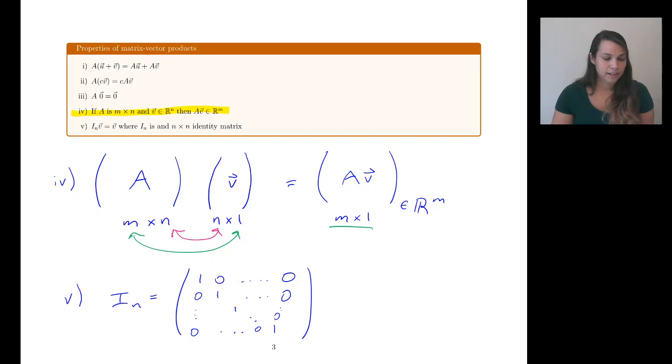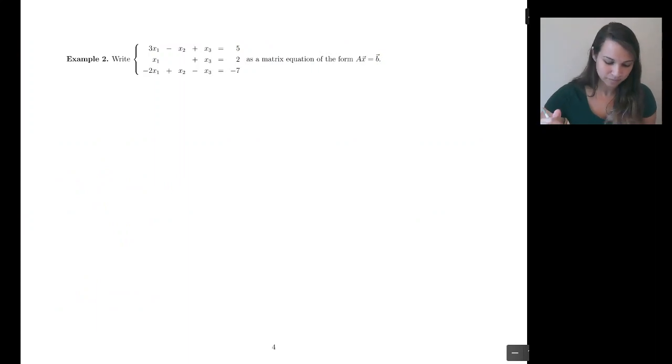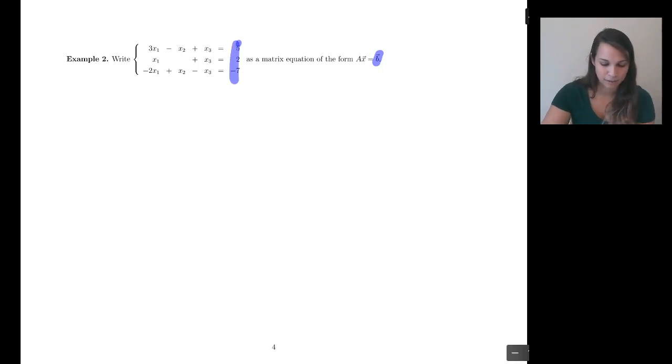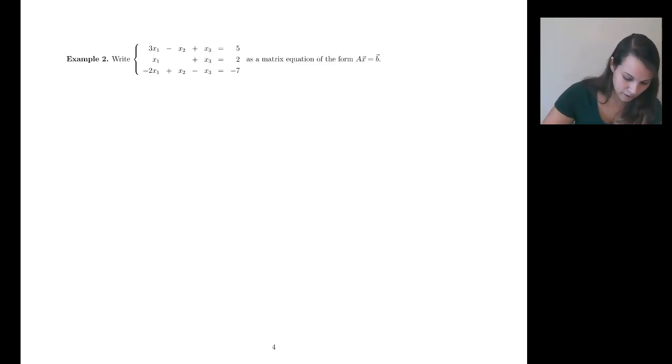All right, how does that help us with systems of linear equations? So glad you asked. We're going to take this system of linear equations and write it as the matrix equation AX equals B. Now, I'm pretty sure that you can tell what B is going to be. B is on the right-hand side. It's going to be this over here on the right-hand side. So let's go ahead and try and do that. We have the vector 5, 2, -7 on the right-hand side.